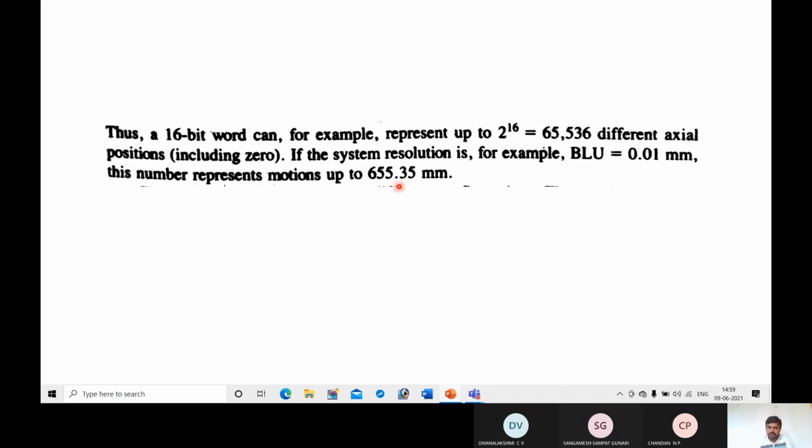So from 0 to 655.35, that includes 65,536 different positions, where 0.00 is one position, 0.01 is the second position, 0.02 is the third position, 0.03 is the fourth, 0.04 is the fifth, like that. This 655.35 is the 65,536th position. That is the meaning.